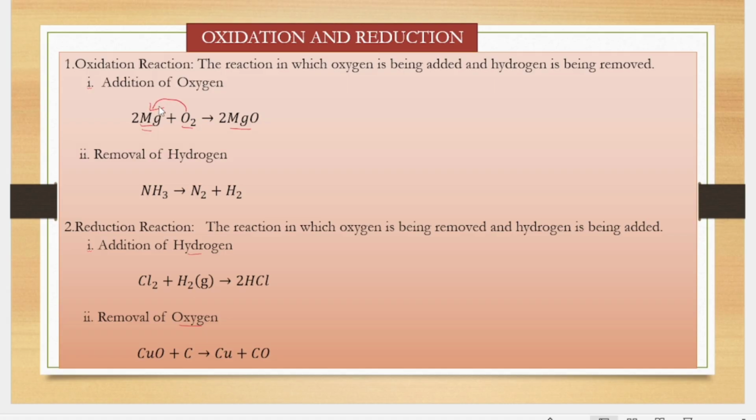That means here we are adding oxygen and it produces magnesium oxide. Addition of oxygen means what? Oxidation reaction. Same way in the case of ammonia. By heating, ammonia splits into two base compounds, that is nitrogen and hydrogen. See, when we heat ammonia, hydrogen is getting removed. Okay, this is your oxidation reaction. Addition of oxygen and removal of hydrogen.